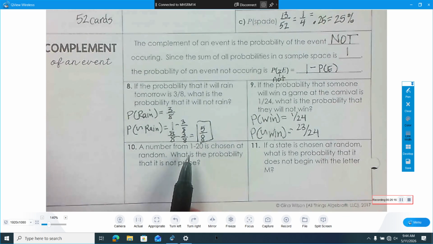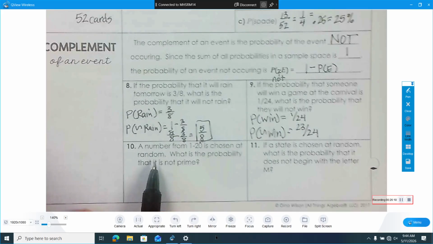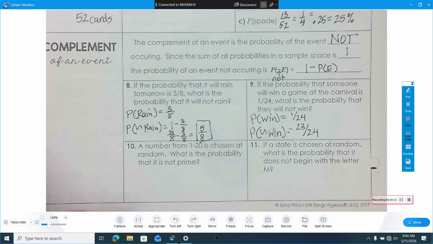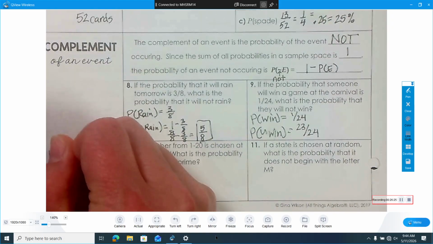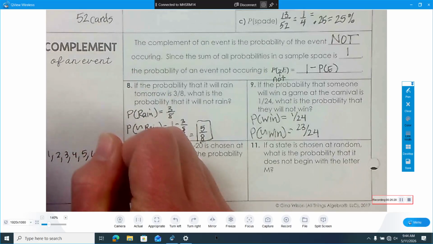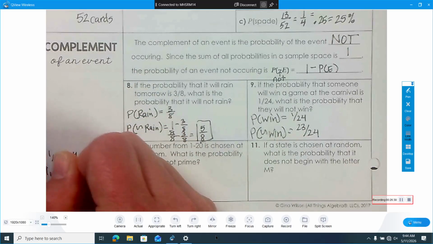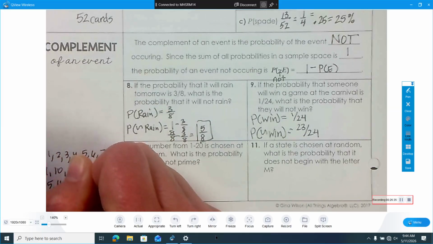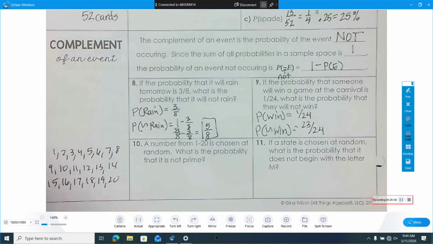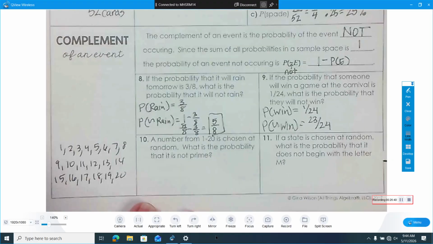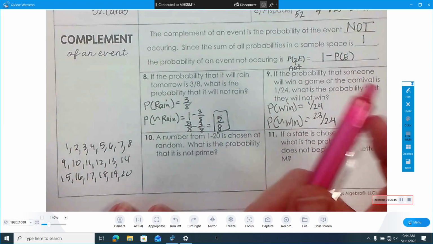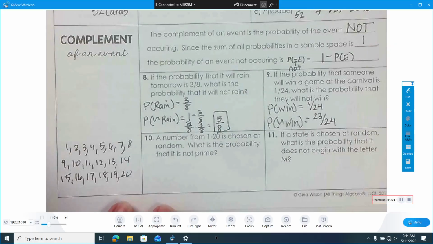A number from 1 through 20 is chosen at random. What's the probability that it is not prime? Let's see. 1, 2, 3, 4, 5, 6, 7, 8, 9, 10, 11, 12, 13, 14, 15, 16, 17, 18, 19, and 20. How many of all those numbers, which ones are prime? Because I don't know if you know this. Which ones are prime?